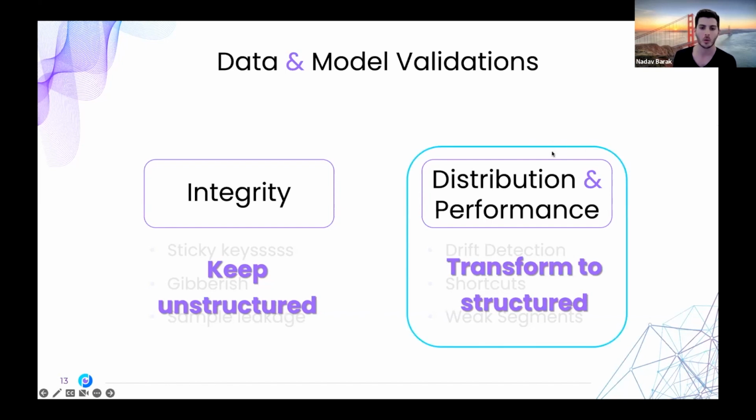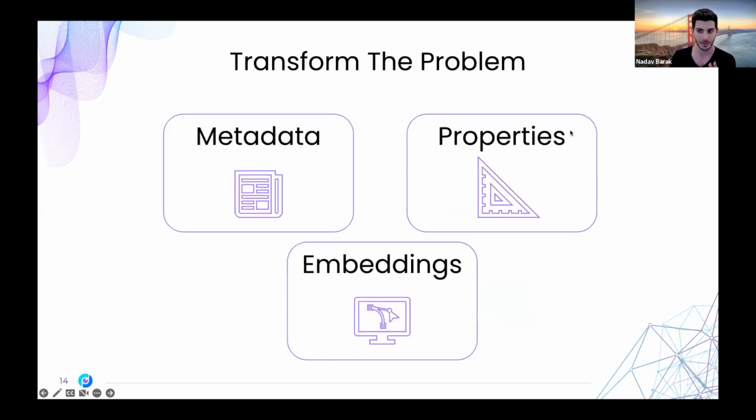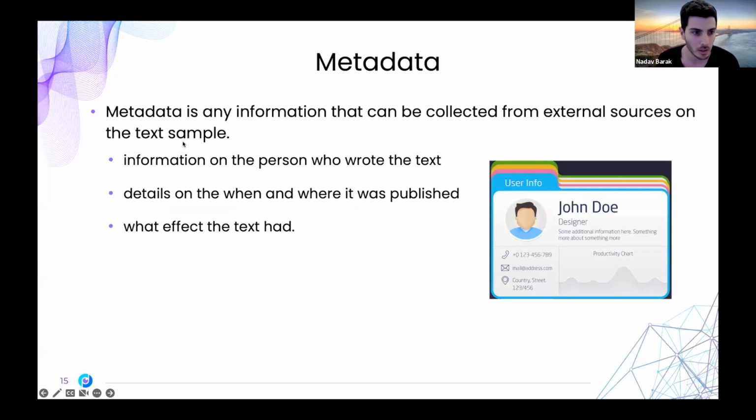Let's talk a little bit about how here in Deepchecks we transform the raw unstructured data into structured data. We have three different methods in which we can do that: metadata, properties, and embeddings. Let's start with metadata. In general, metadata is any information that can be collected from an external source on the text sample. For example, it can be information on the person who wrote the text, details on when and where the text was published, or what effect the text had. Later in the demonstration, we will show how we can use this kind of information to provide valuable insights.